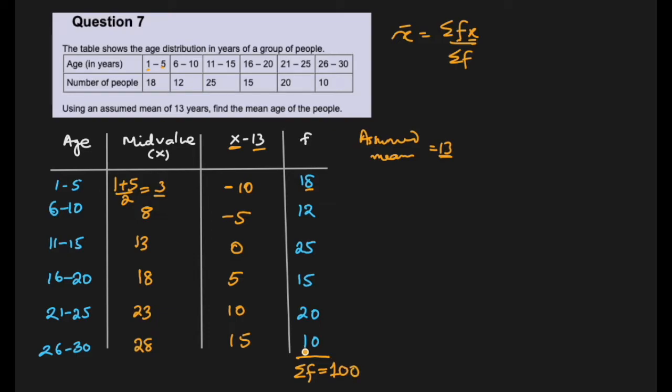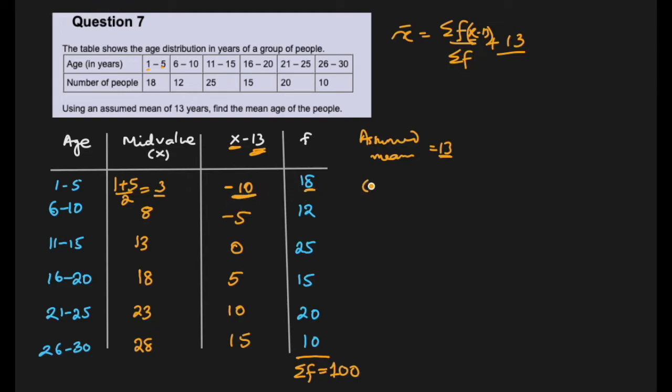Sigma f is 100. But this is the estimated mean that was included. Since we subtracted 13 from each data value, we will add 13 to the mean we get for this number. The x will not be x, it will be x minus 13, because we are subtracting 13 from each. That's why we will add 13 later. So let's do it. That means we have to multiply this and add them.